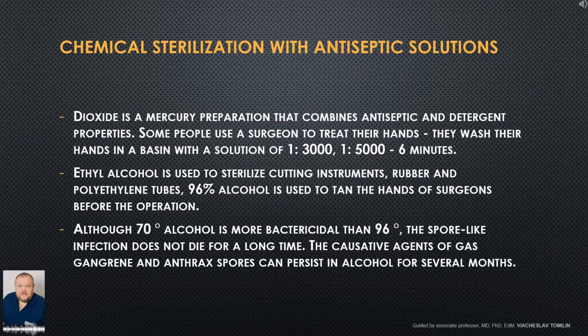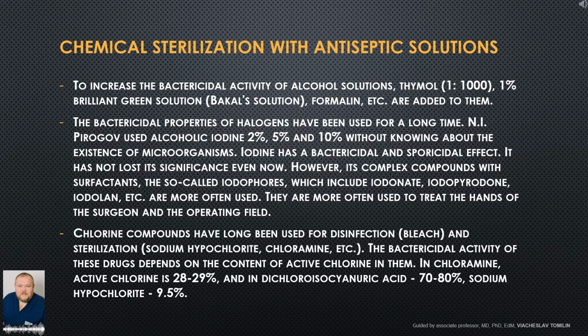Ethyl alcohol is used to sterilize cutting instruments, rubber and polyethylene tubes. 96% alcohol is used to tan the hands of surgeons before the operation. Although 70 degree alcohol is more bactericidal than 96 degree, spore-forming infection does not die for a long time. The causative agents of gas gangrene and anthrax spores can persist in alcohol for several months. To increase the bactericidal activity of alcohol solutions, thymol 1 to 1000, 1% brilliant green solution, Bakel's solution, formalin, etc. are added to them.